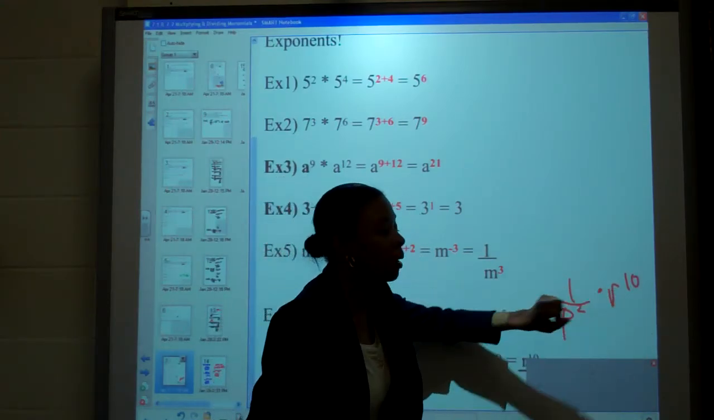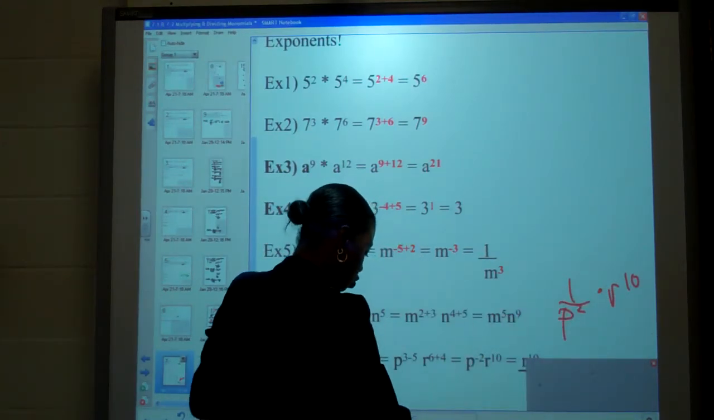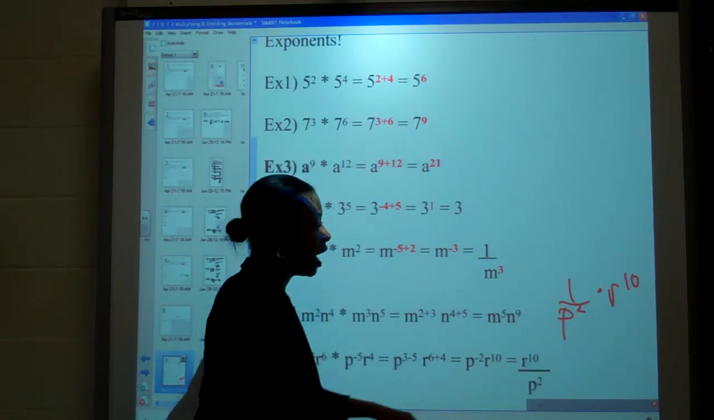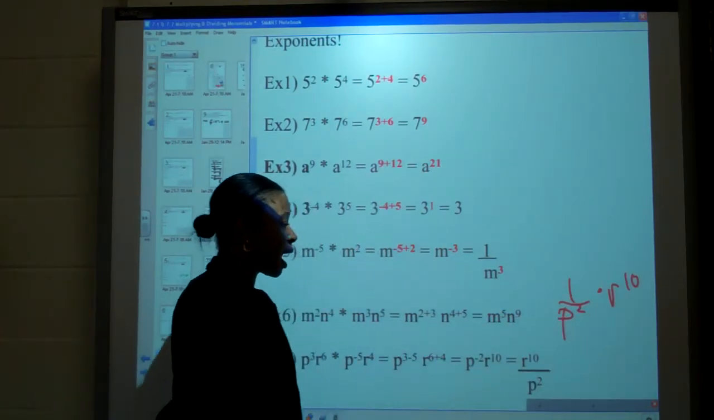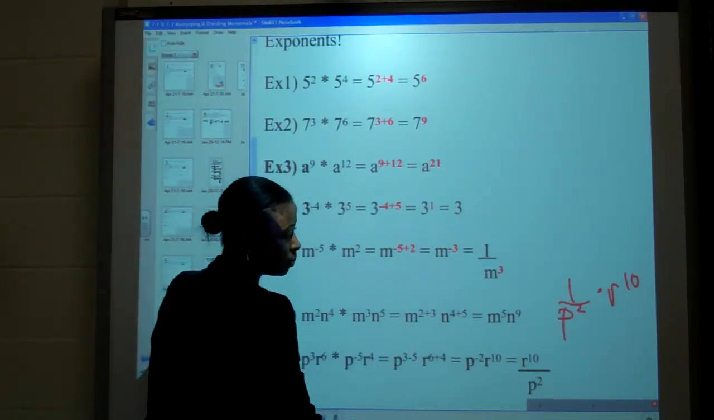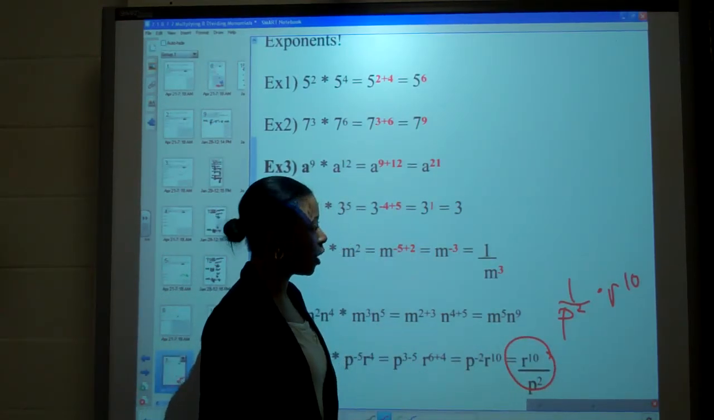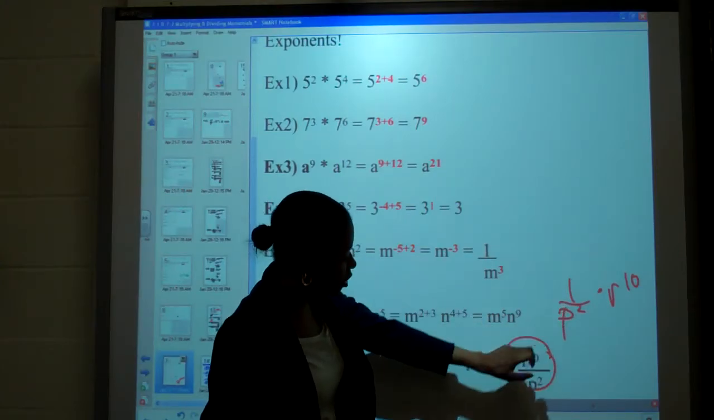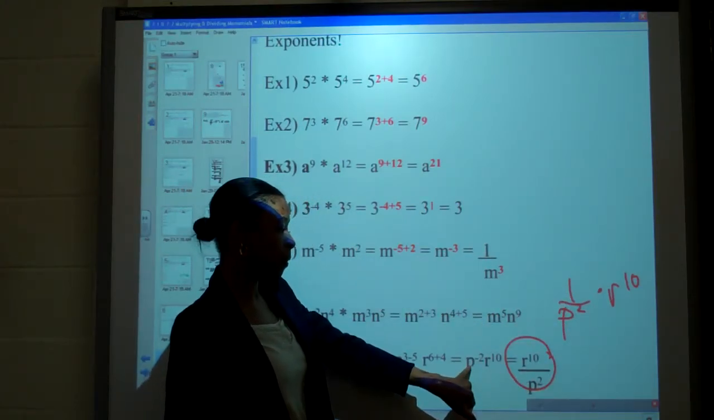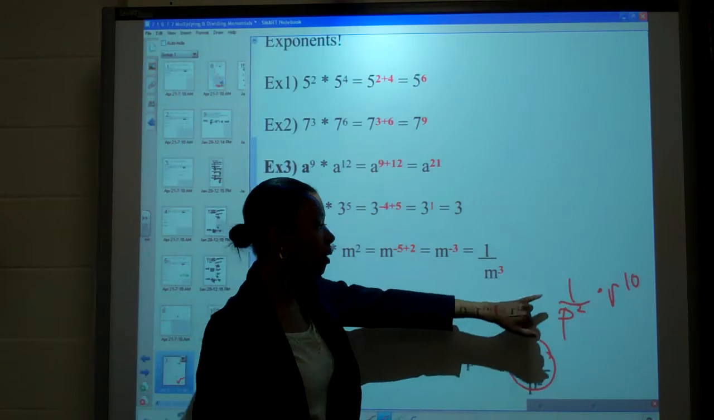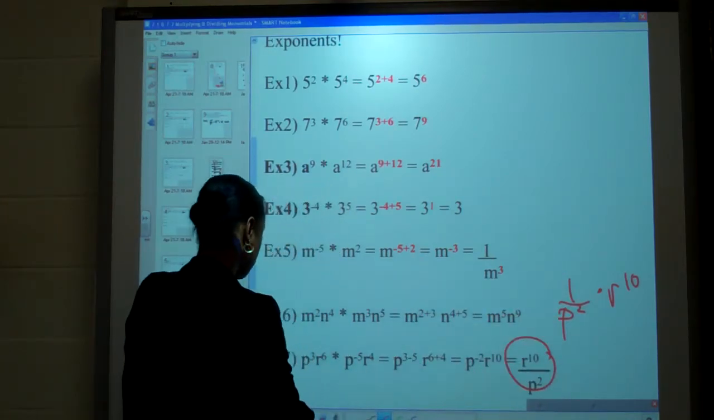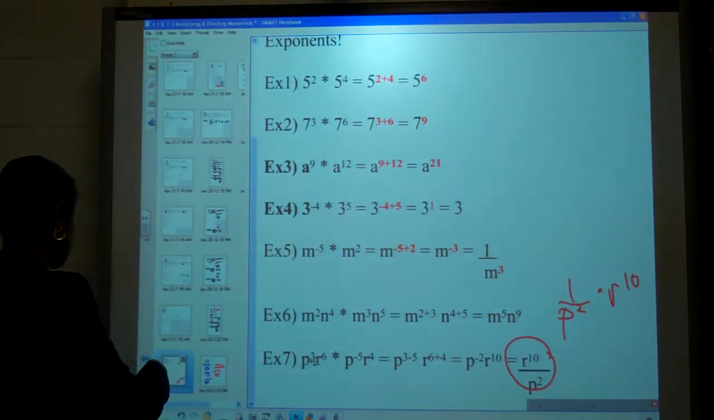Well, what's 1 times r to the 10th? It's just going to be r to the 10th power, and the p squared stays in the denominator. So our final answer would be r to the 10th divided by p squared. Okay? 1 over p squared, remember this came from here. P to the negative 2nd power becomes 1 over p squared. All right, let's look at another example here.